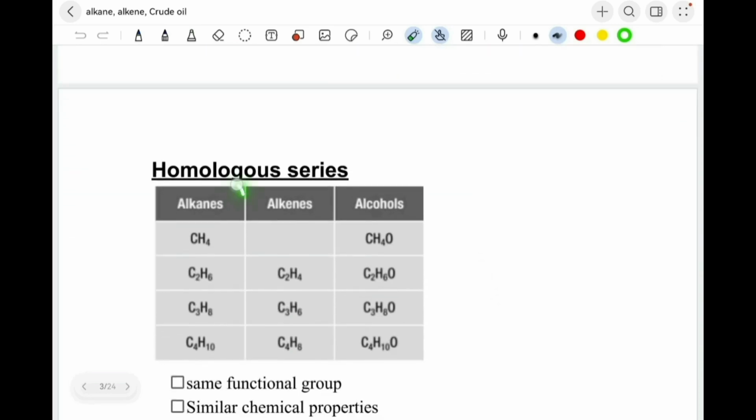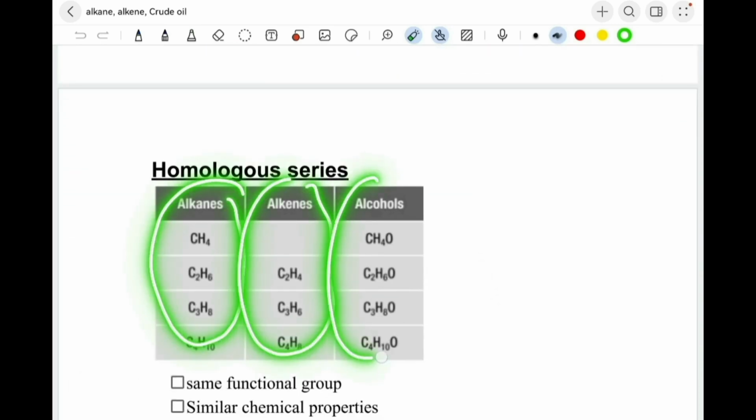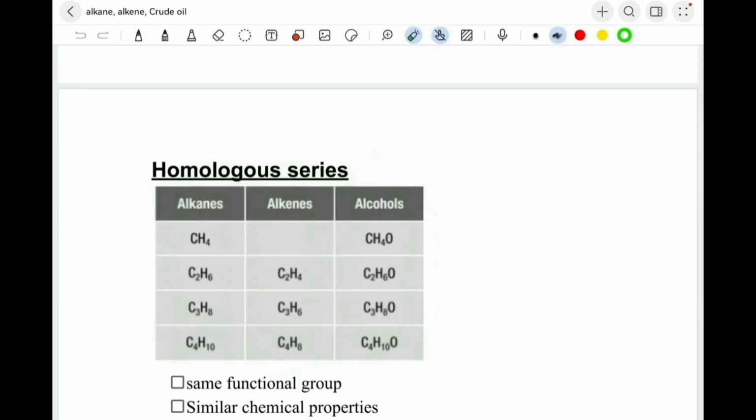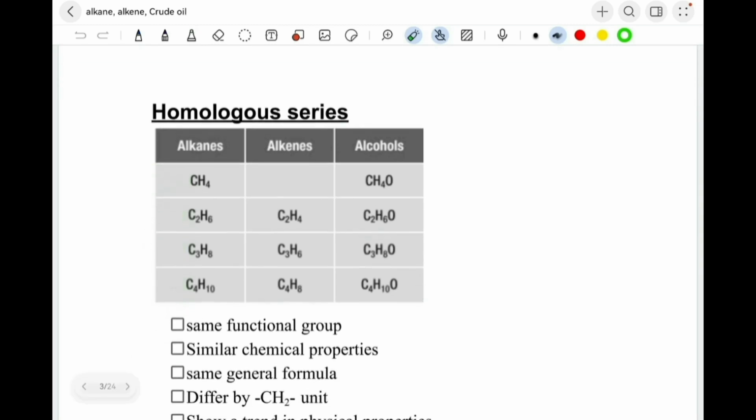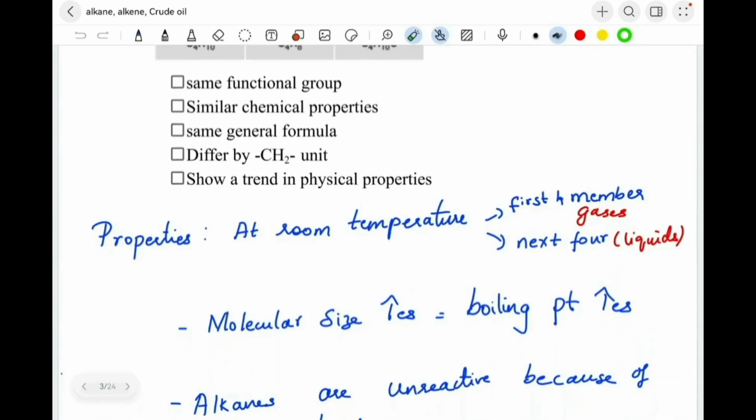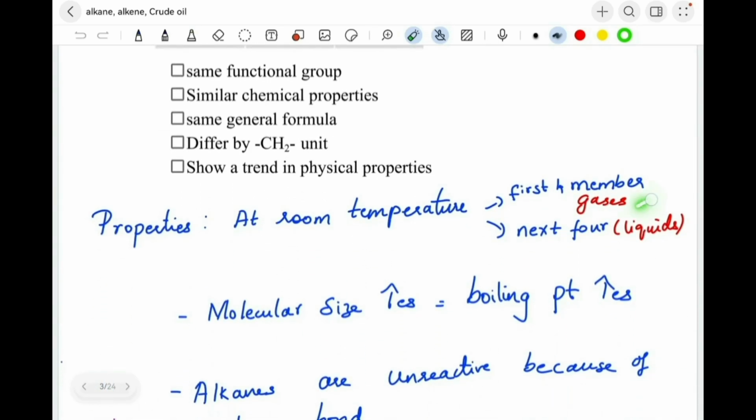Homologous series is a group of organic compounds which have the same functional group. Alkanes are all made up of single bonds, whereas alkenes have double bonds, and alcohols have the OH functional group. In a homologous series, they have the same functional group and each member of the series differs by a CH2 unit. They all have the same chemical properties, the same general formula and the same functional group. The first 4 members of the series would be gases and the next 4 members would be liquids.